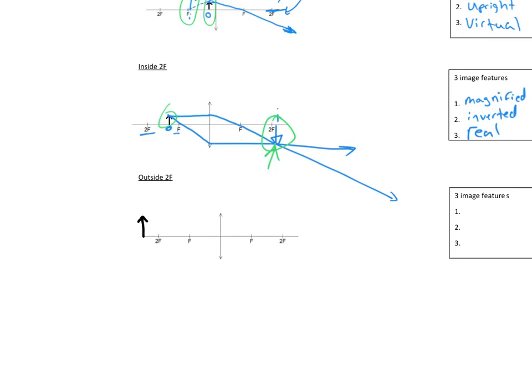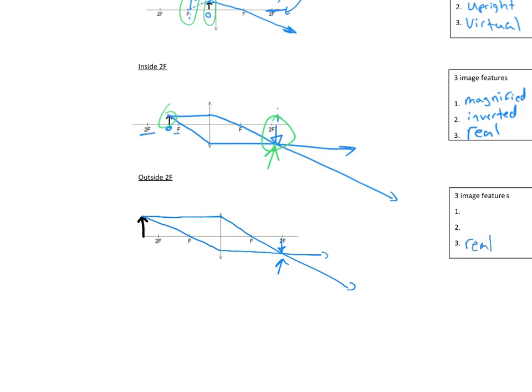And then finally, if you're outside 2f, we have the same lines: one line straight from the top to the lens, bending through the focus, and one line from the focus hitting the lens and then bending straight. This is where our image forms, where those lines cross. Those lines actually do cross, so we know this is a real image.